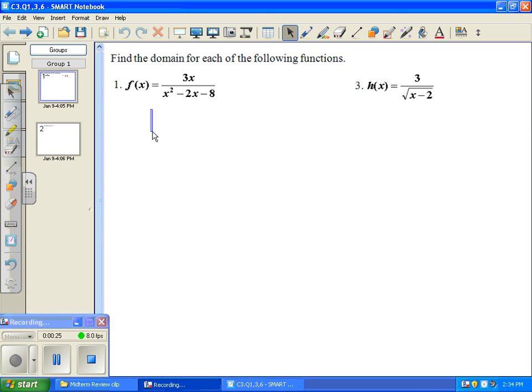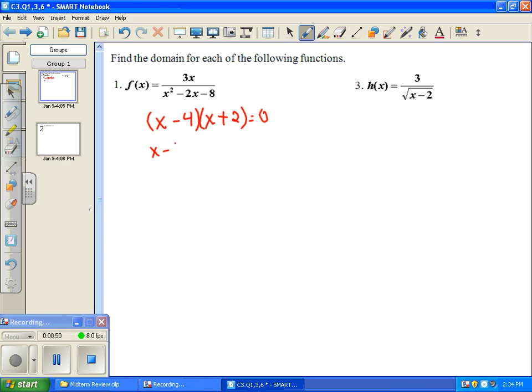So x, if I factor the 8, negative 8, so we're going to get negative 4 times 2, because that adds up to negative 2. Okay, and we want to figure out what will make this equal to 0, because that's what we don't want.